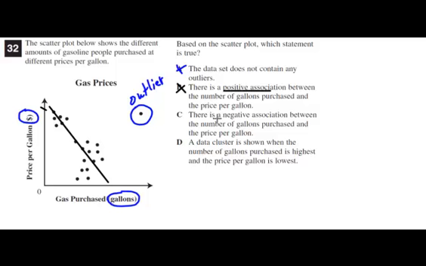There is a negative association between the number of gallons purchased and the price per gallon. Well, we just said that. Okay, so we have a negative slope, so that's a negative association. They're just using some different words, so our answer is C.